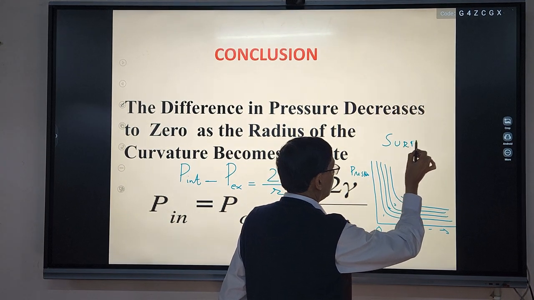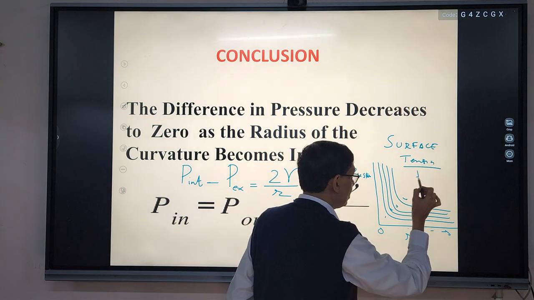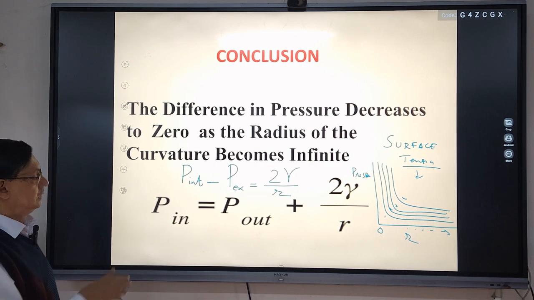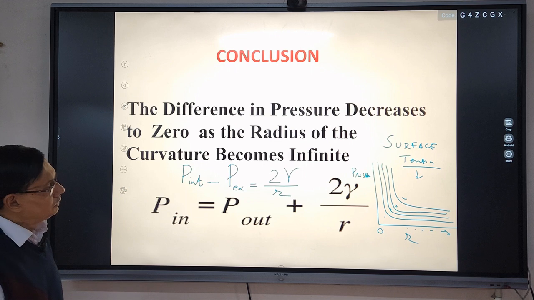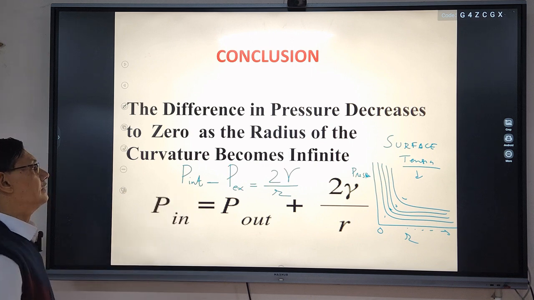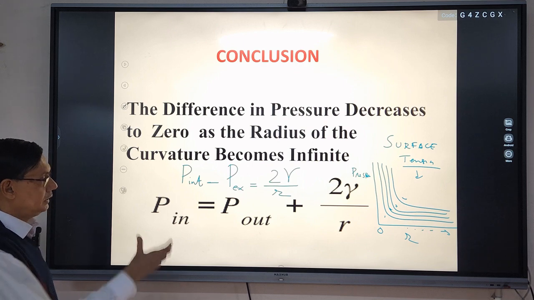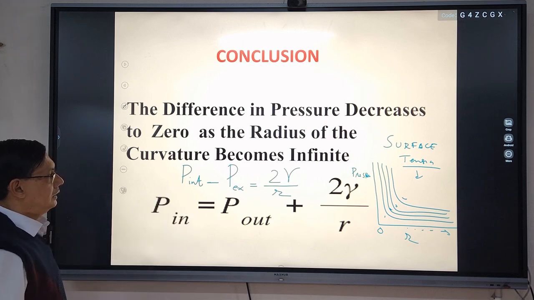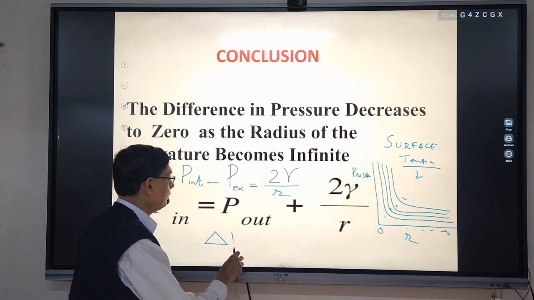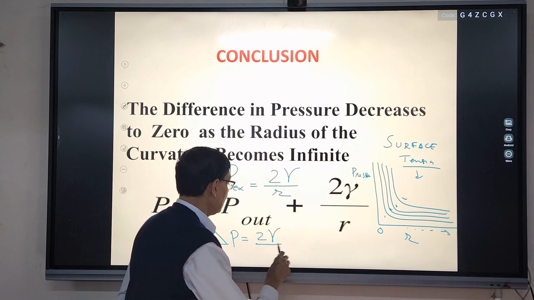Because if I take water, the surface tension is different. If I take another liquid, the surface tension will be different. Now the last part, the application of this equation: with the help of this equation, one can calculate the height of that meniscus. There is another equation called the Jurin equation. With its help, one can calculate this. Delta P, the change in pressure, is equal to 2 gamma divided by R.